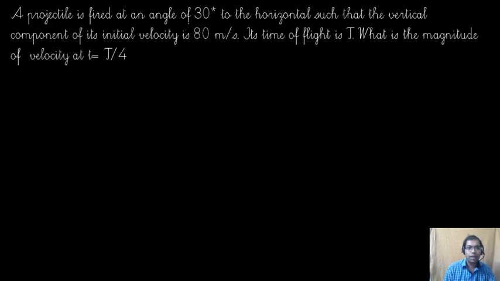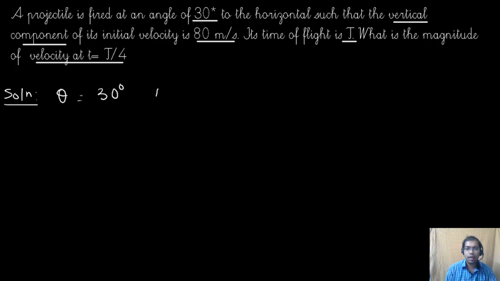In this question it is given that a projectile is fired at an angle of 30 degrees with respect to the horizontal such that the vertical component of its initial velocity is 80 meter per second. Time of flight is capital T. We need to find what is the magnitude of velocity at a time which is 1/4 the time of flight. So if you see here, what all have they given us? They have given us an angle which is 30 degrees and they have mentioned uy, the vertical component, to be 80 meter per second.